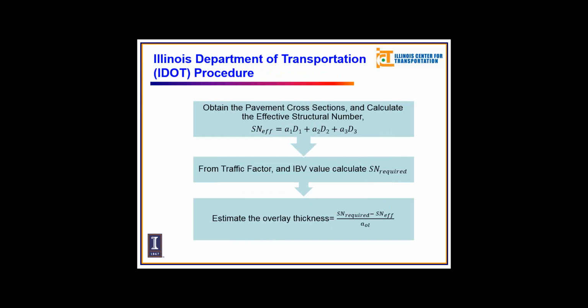Here's what IDOT does to design an overlay thickness. All it needs is the pavement cross sections, and then it has this table that has a number of layer coefficient values, and so based on those values and the thicknesses, it calculates this effective structural number. Then from the traffic factor, which is basically calculated from ESAL, and the IBV value, we have a nomograph to calculate the required structural number, and then it estimates the overlay thickness from the required and the effective structural number.